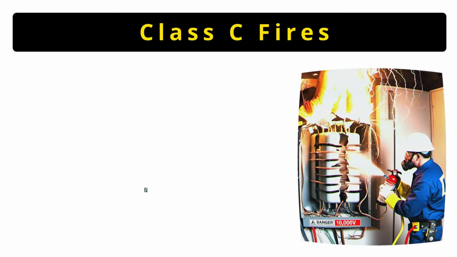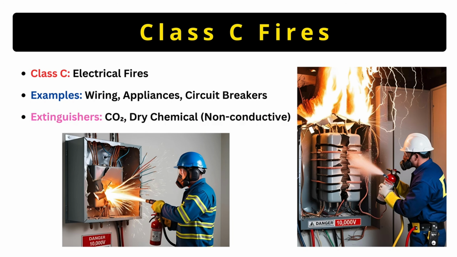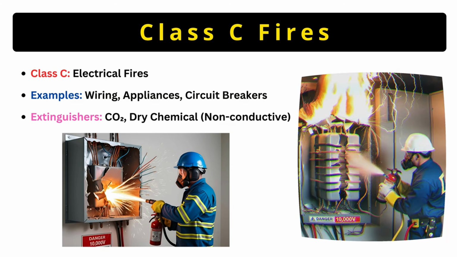Moving on to Class C fires. These are electrical fires caused by faulty wiring, overloaded circuits, or malfunctioning appliances. Since water conducts electricity, using it here could lead to electrocution. Instead, use CO2 or dry chemical extinguishers, which are non-conductive. Always cut the power source first if it's safe to do so.